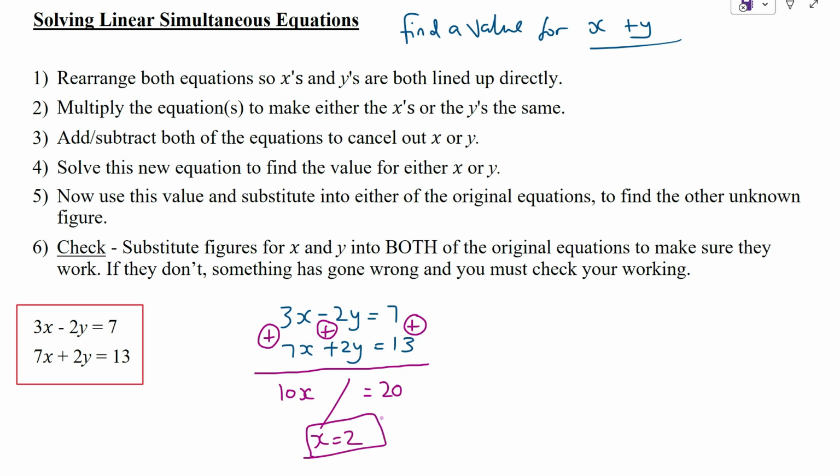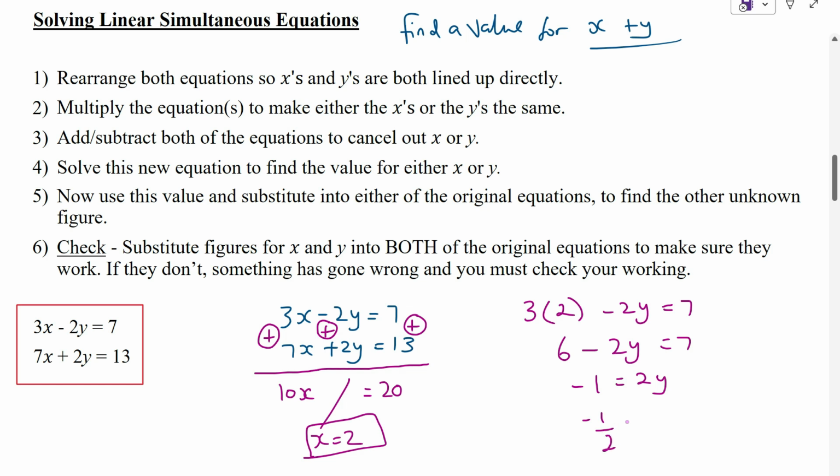Okay, the next step is to find y, the corresponding letter. Okay, so what we can do is we need to sub this value back into any equation just to find the value of y. So let's try it with the first equation. 3 brackets 2 minus 2y equals 7. 6 minus 2y equals 7. Minus 1 equals 2y, minus a half equals y. And there we have solved for x and y.